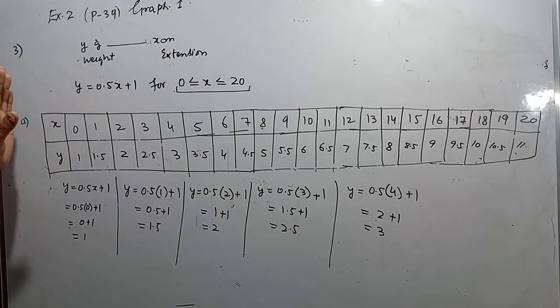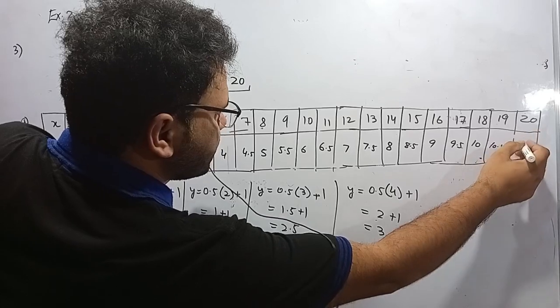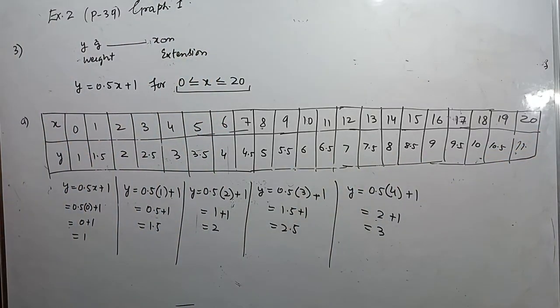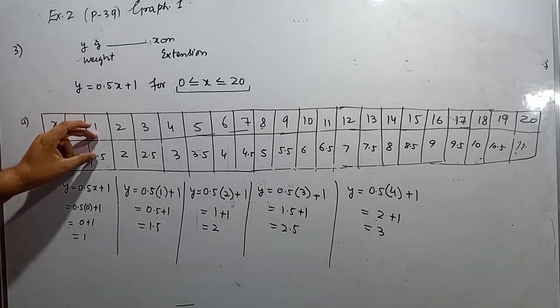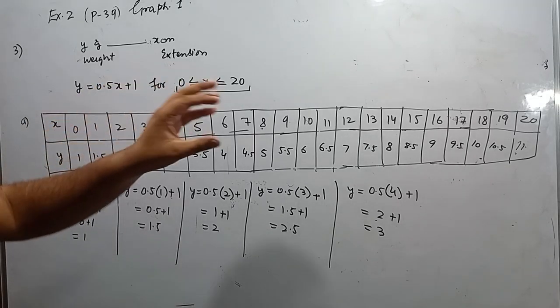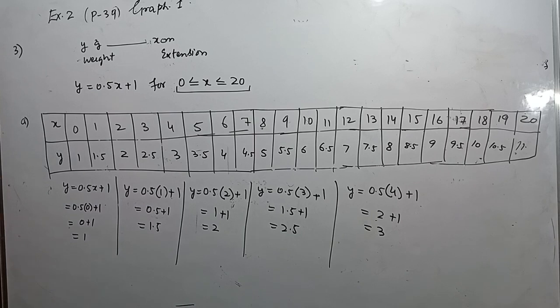Now you can see all the numbers here, it's actually 11. Here you can see we have 0, 1, this point, this point, this point. We have 20 pairs of points. We have to draw the graph by using all these points. These are our plotting points that we are going to plot on the graph.